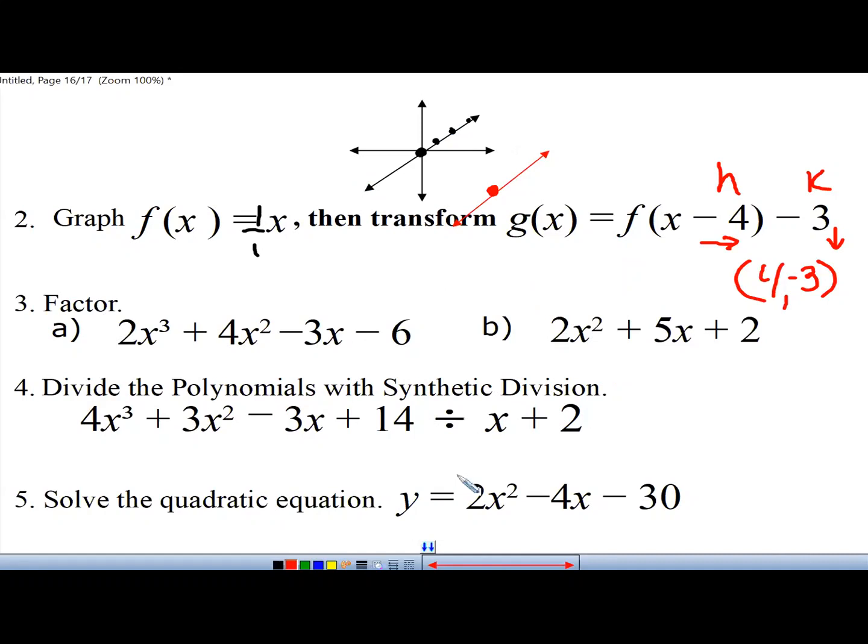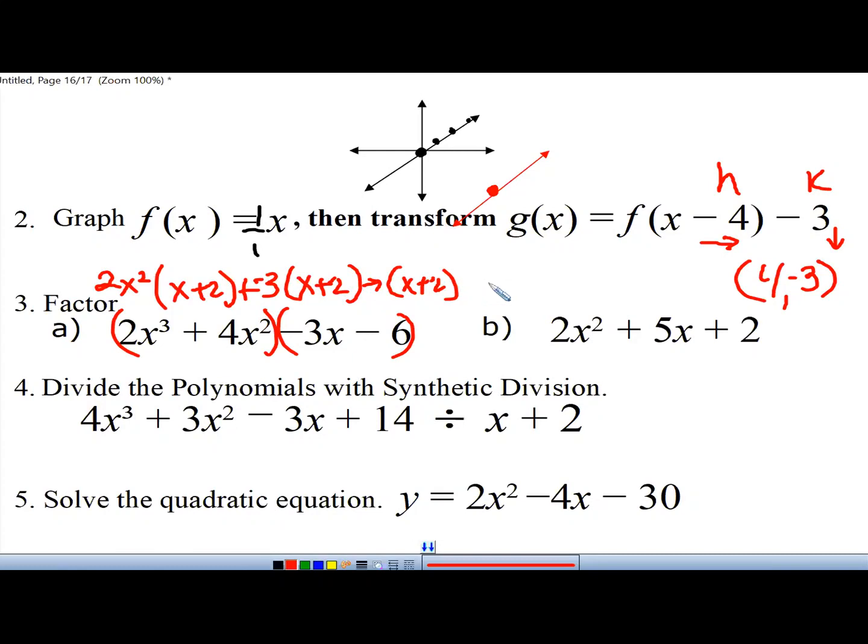It says factor. So group. GCF for the first 2 is 2x squared. We're left with x plus 2. GCF for the second 2 is -3. We're left with x plus 2. So my factors, same here and here, are x plus 2. And what's left over? 2x squared minus 3. That was for 3a. Let's go to the next one.